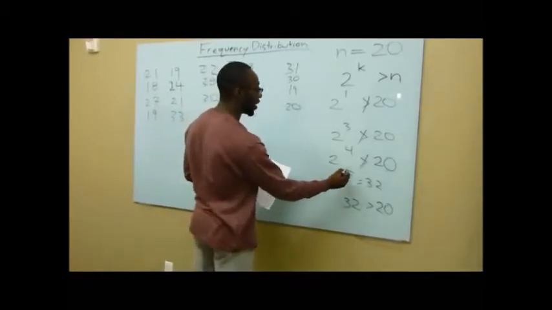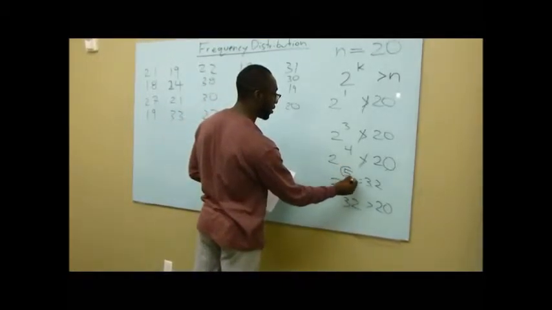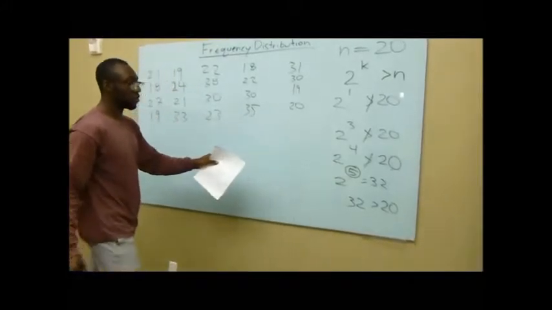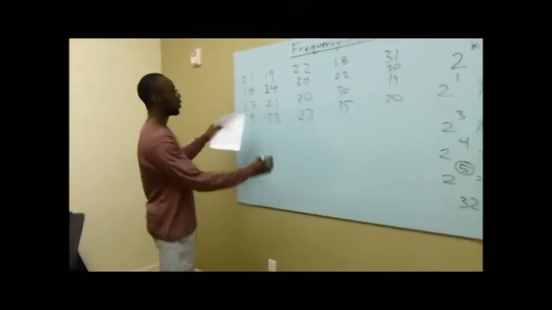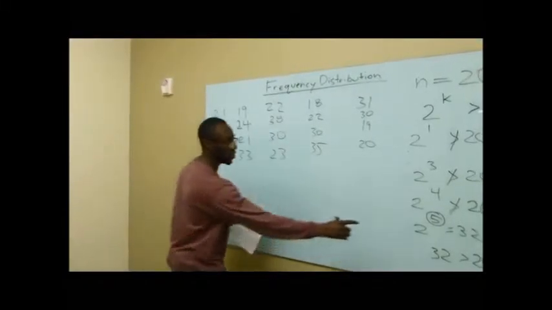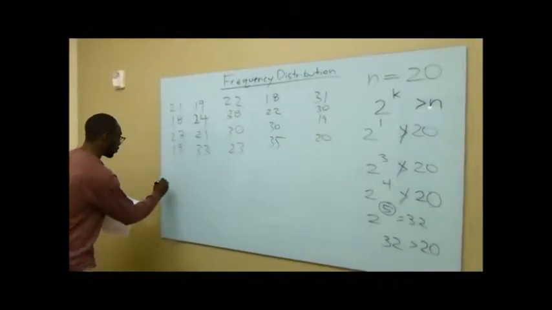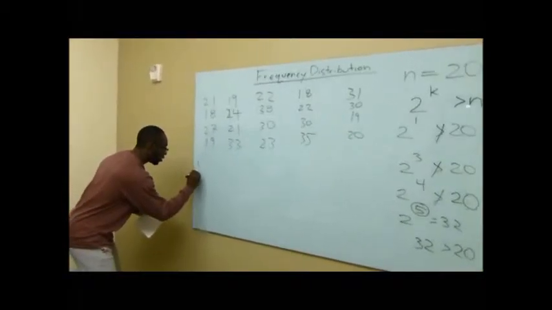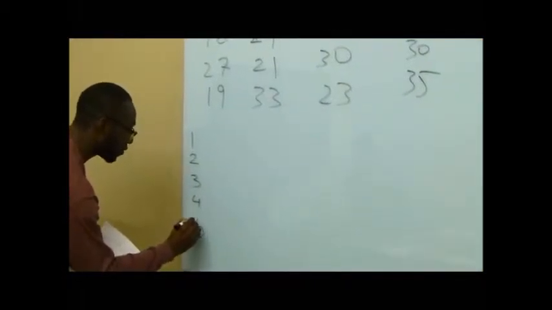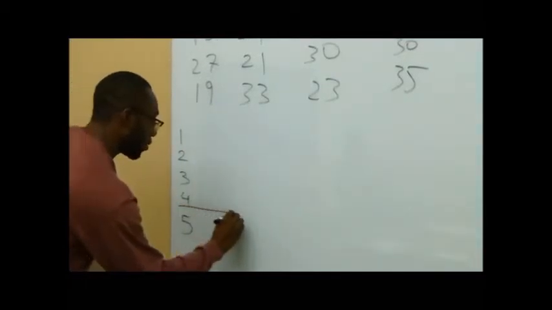So our k value is 5, and this k value is the number that tells us the number of categories that we are going to organize this group into. So it's going to be 5 categories. We're going to list them: 1, 2, 3, 4, 5. Make a little line for each.